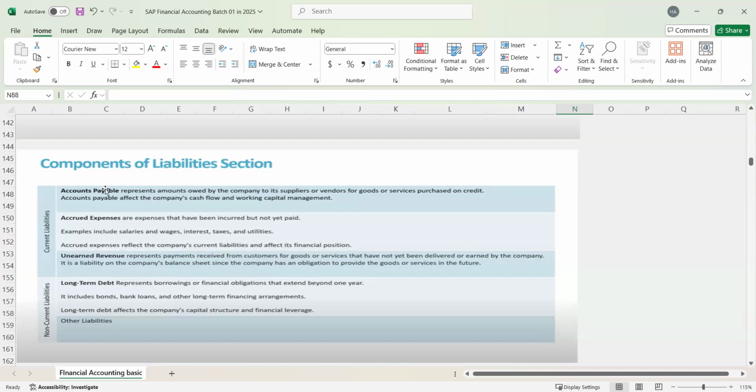So current liabilities, accounts payable. We said in liabilities we also have current liability and non-current liability. So what are the things that fall under your current liability? We have explained what accounts payable means. Accrued expenses are expenses that have been incurred but not yet paid, right? So when you get something from the supplier or the vendor, when you buy anything, any transaction, you need to record it.